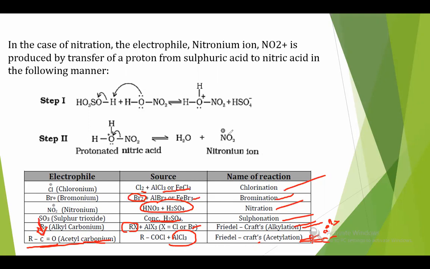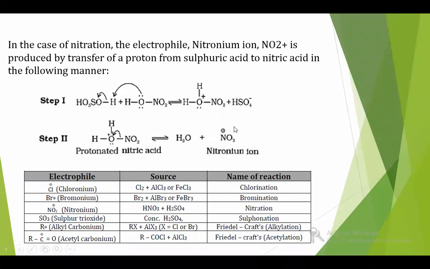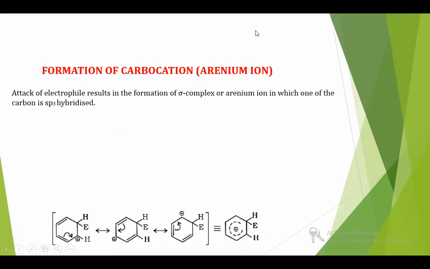Okay, these are the electrophiles, these are the sources, and these are the reactions: chlorination, bromination, nitration, sulfonation, Friedel-Crafts alkylation, and Friedel-Crafts acylation. So you need to know the mechanism. In that mechanism, the next step is the formation of a carbocation, which is the arenium ion. The arenium ion is C6H5 plus.